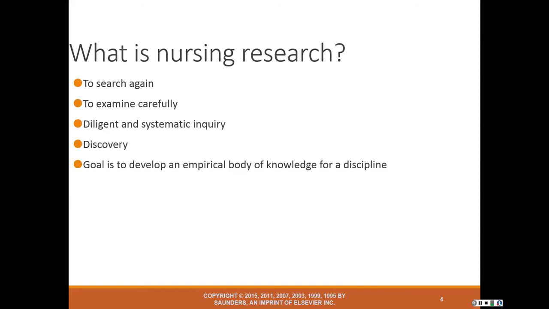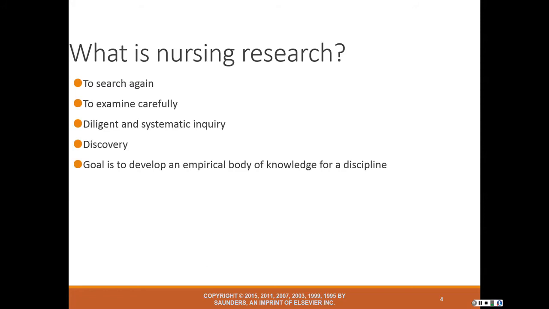So, nursing research. Let's just take the word research. Research means again, and search means to look at, right? Or search. So you are searching again. You're looking back and trying to figure out the answer to a problem, trying to improve practice. You examine carefully. Diligent systematic inquiry, discovery. The goal is to develop an empirical body of knowledge for the nursing discipline.